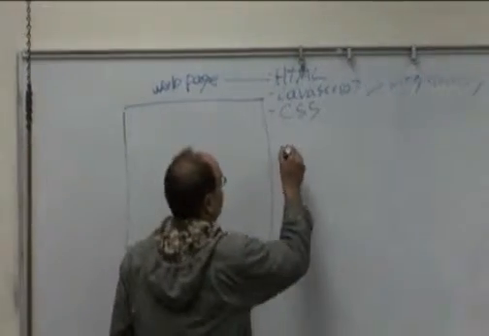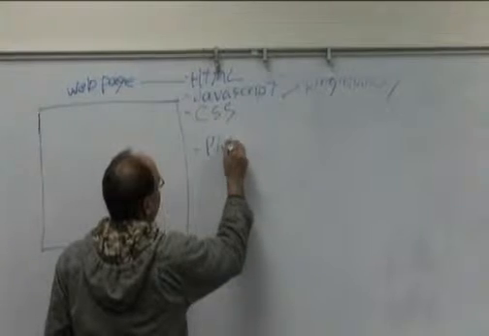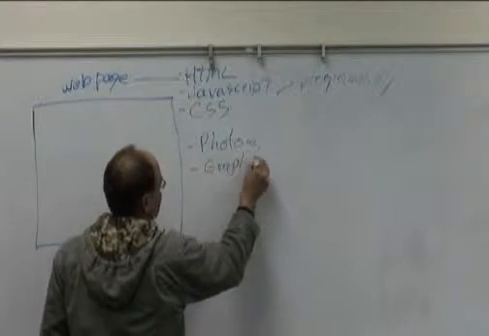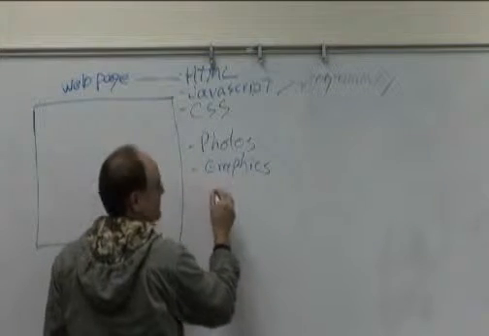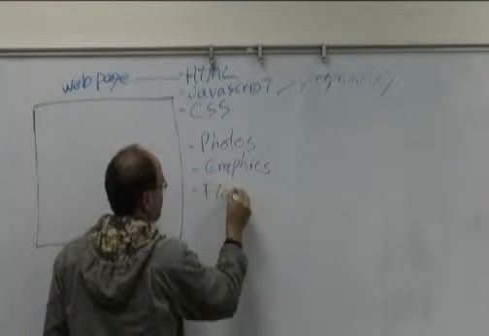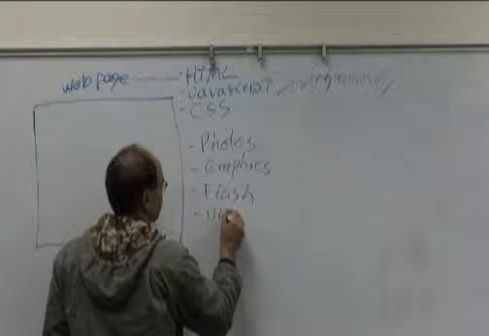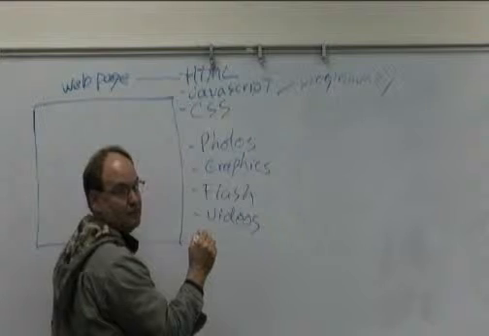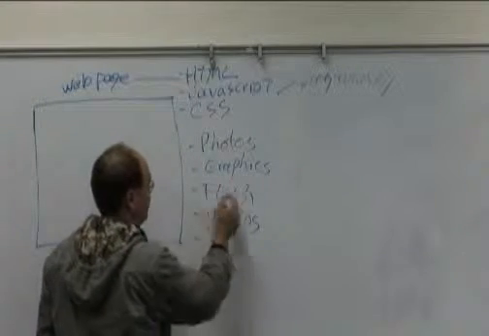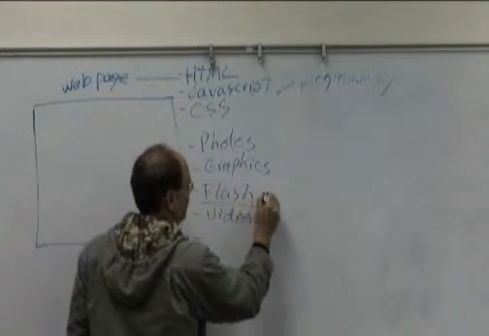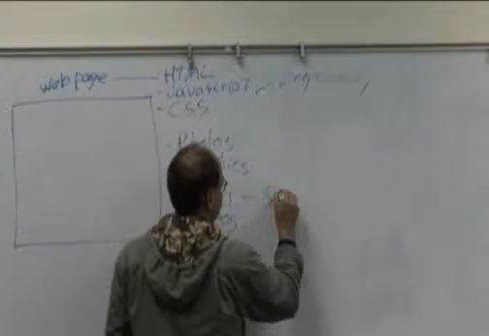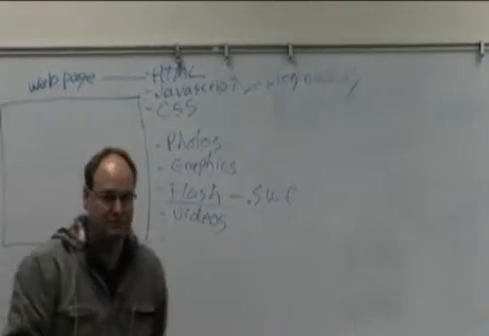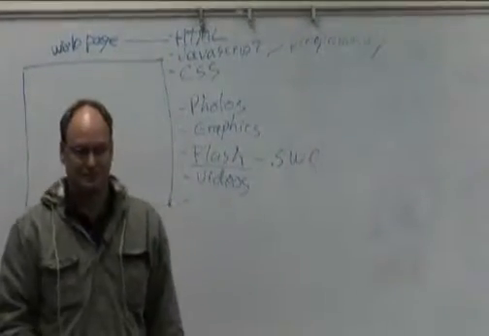So these are kind of programming languages, but there are other things embedded in web pages, and a lot of those we'll call photos. We might have graphics. What else? We might have Flash, videos. What's the difference between graphics and Flash? Well, Flash is a type of format. This takes the SWF format.